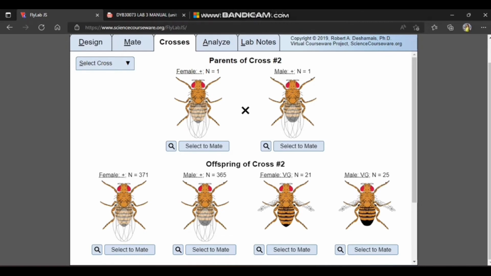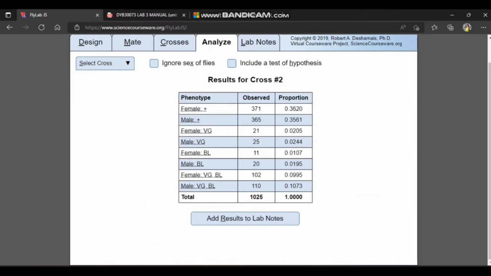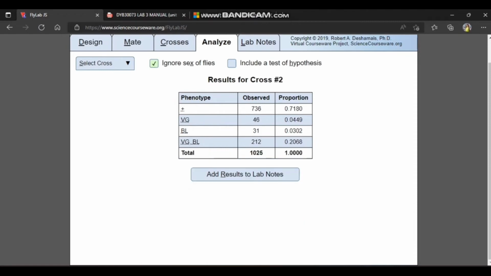Okay, next I will go to analyze the result. So just click ignore sex of flies. And then, as we can see, they have 4 types of traits, which are wild type, vestigial wing size, black body color, and also vestigial and black body color.